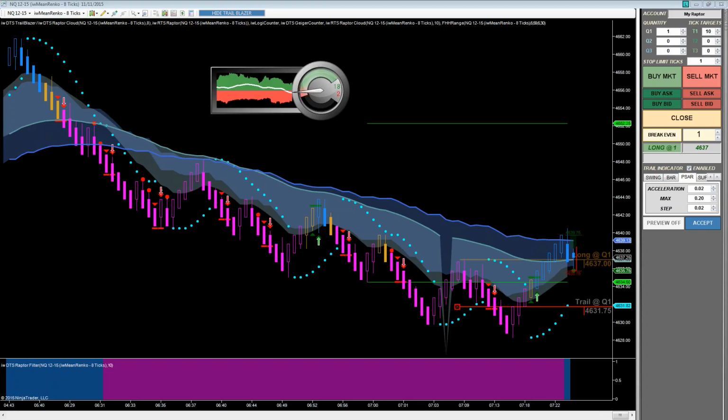So the Geiger counter hard over again on the buy side. Come on, buyers. They're really trying to chew through some of those orders.